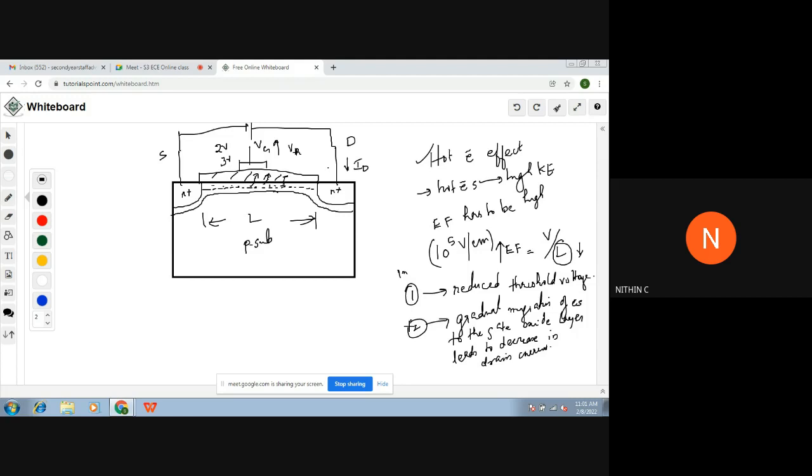Clear? Okay. You can note down the points if you haven't written.